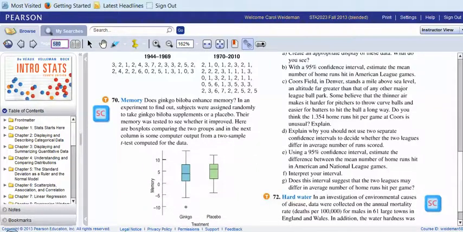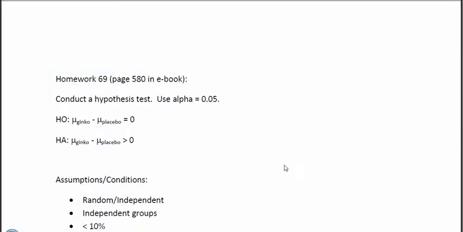But let's go back and talk about what our hypotheses are. So our hypotheses are that the ginkgo minus the placebo should have a mean difference of 0. And then if that drug worked to improve their memory, and here we're doing memory scores, then we would expect that difference to be greater than 0.